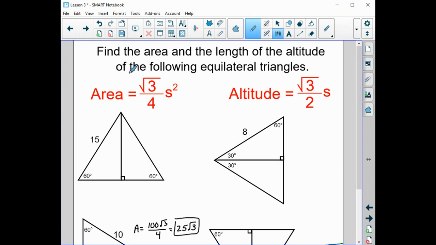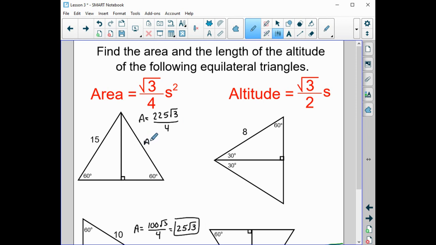On this one, we're using that corollary that we had for the area and altitude of an equilateral triangle. And so here I have an equilateral triangle with a side length of 15. So to find the area, all we simply have to do is plug into the formula, and you take the side squared, which is 225, and then you multiply that side squared times radical 3 over 4. And remember, when you multiply by a fraction, the number of 225 that you're multiplying just goes in the numerator. So you end up with 225 radical 3 over 4 for the area.